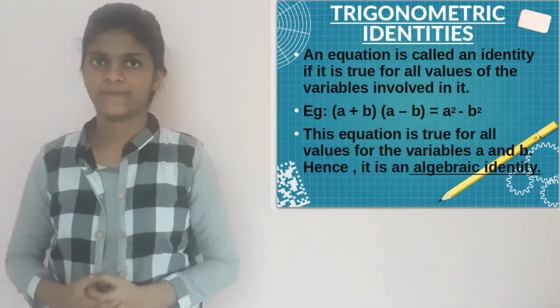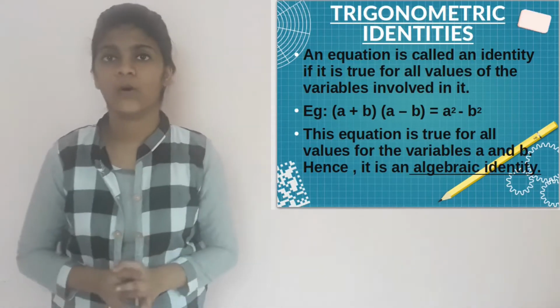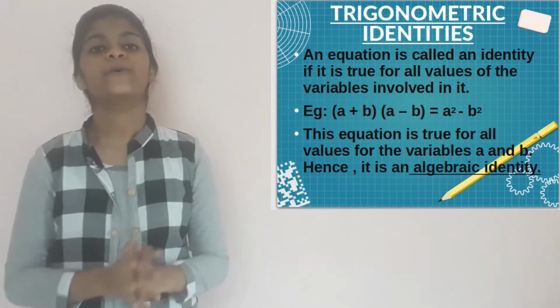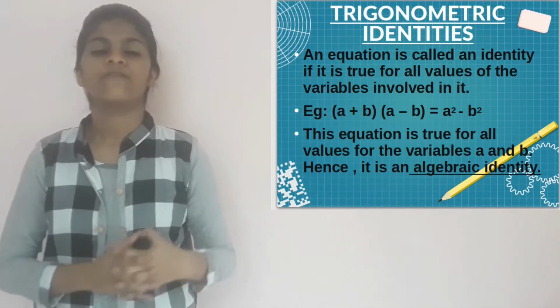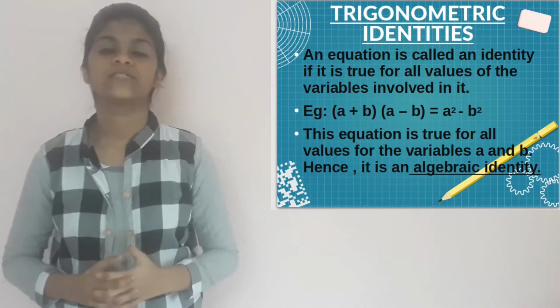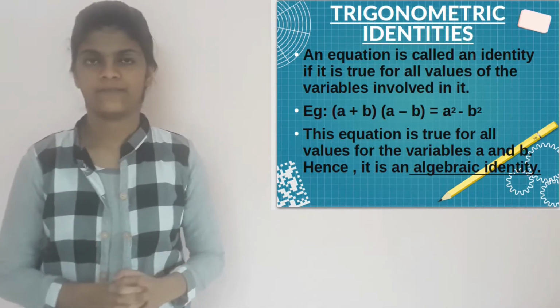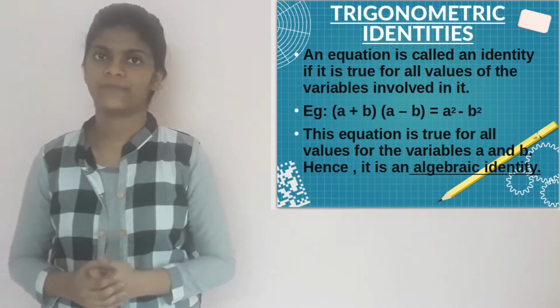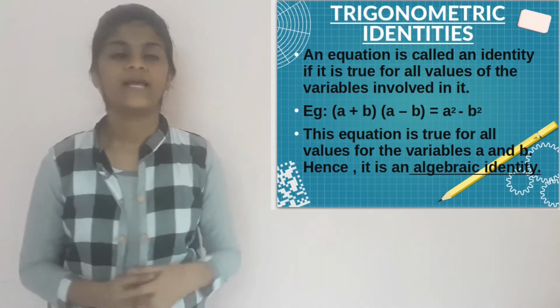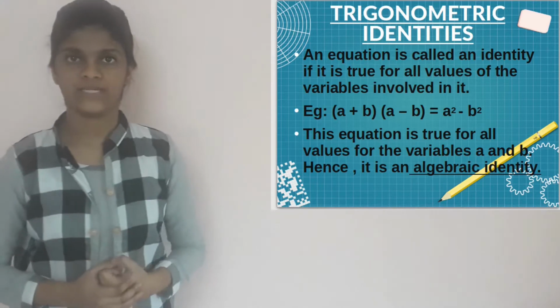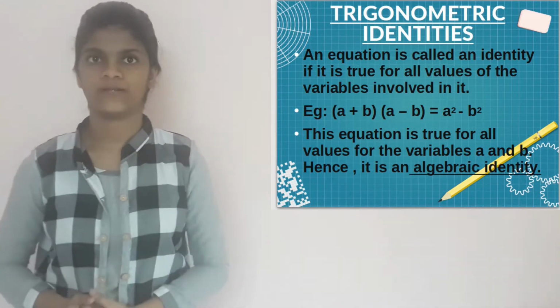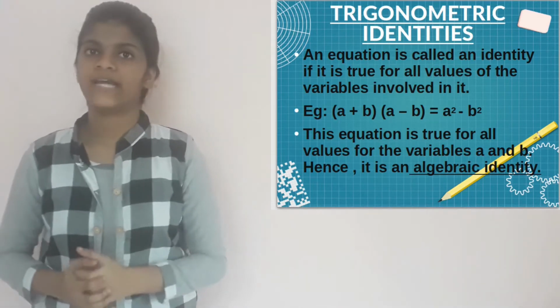Now, let us move to our topic, trigonometric identity. Do you know when an equation is called an identity? An equation is called an identity when it is true for all the values of the variables involved in it. Let us take a very familiar example to make this point more clear. (a plus b)(a minus b) is equal to a square minus b square. This is an algebraic identity.